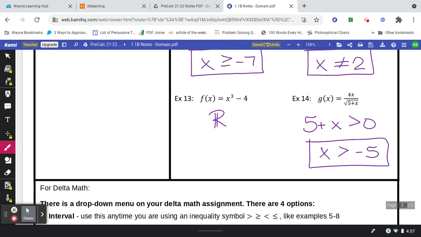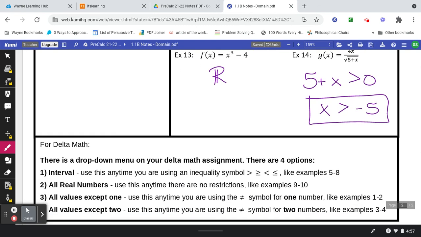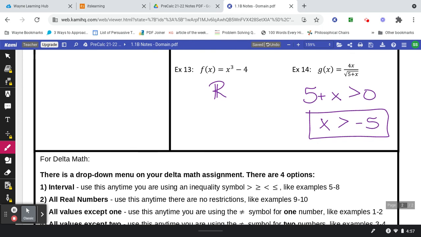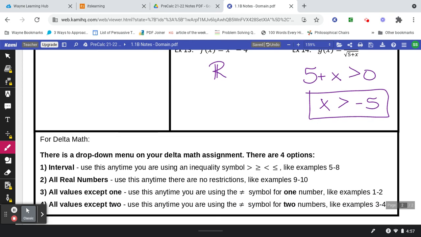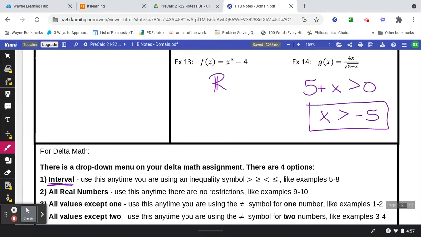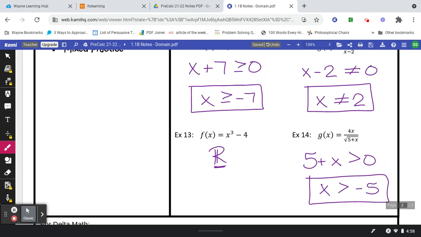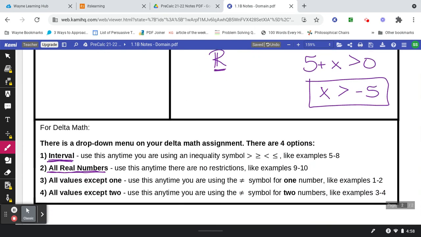You have a Delta Math assignment, and in Delta Math, it's very specific about what type of answer you're going to put in. So if you are going to type in anything with a greater than, less than, greater than or equal to, less than or equal to symbol, you're going to make sure you click the drop-down menu and click interval. Then if you need to put in an R, you just drop it down to all real numbers. If your answer is something like example 12, x is not equal to 2, you will choose the all values except 2. And if you have problems where you have 2 answers where you had to factor, you'll click the selection all values except 2. Let me know if you have any questions.